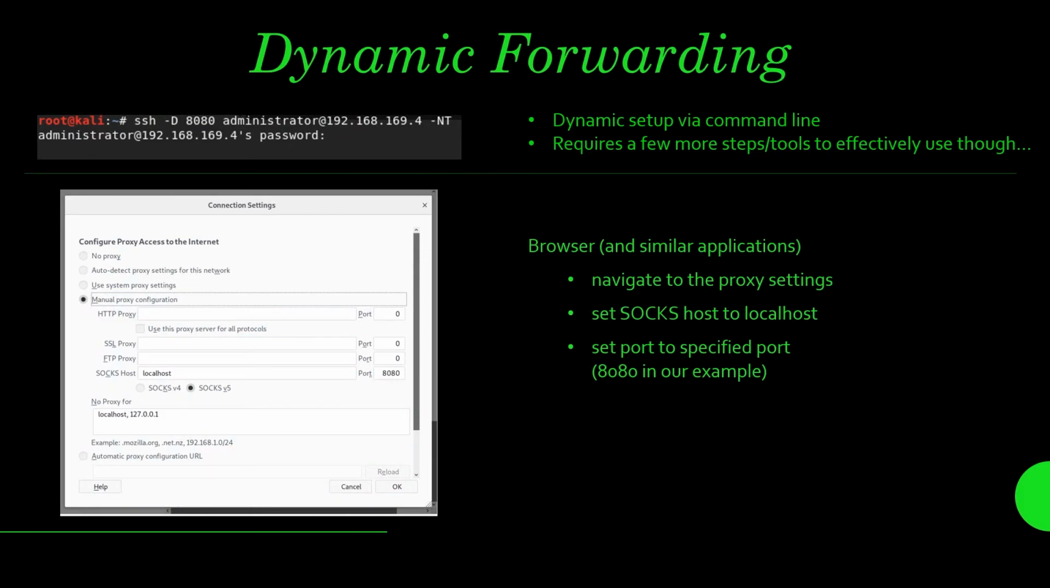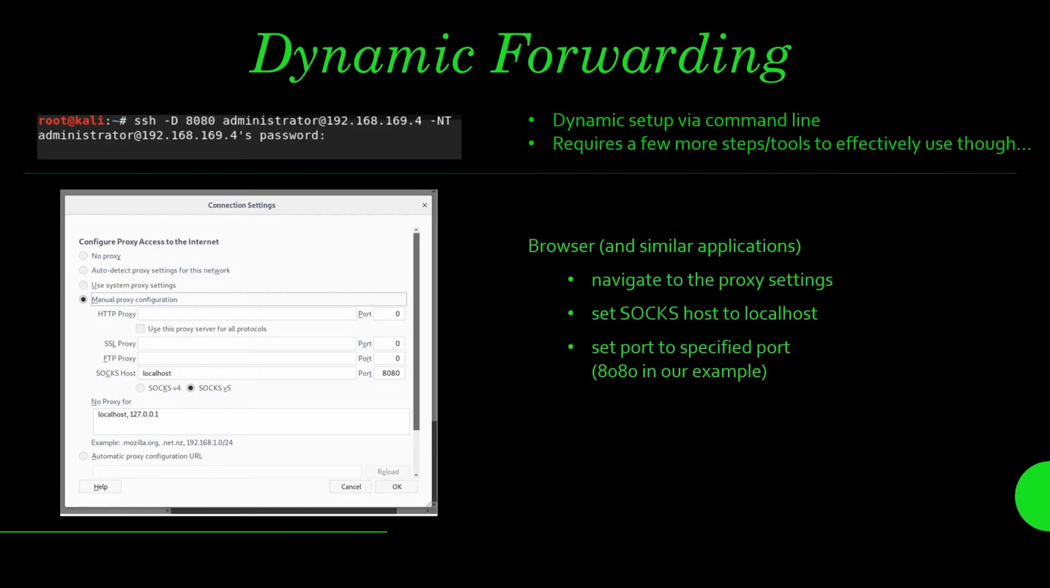Dynamic forwarding now. Let's take a look at this. So setting up the command from our attacking machine, we're going to remember we do capital D, then the port number, then our username and target. No, sorry, not username and target. This is the server that we're forwarding through. I need to be careful what I'm saying.